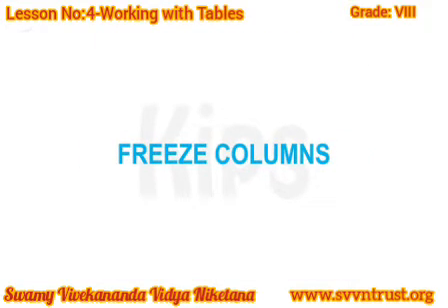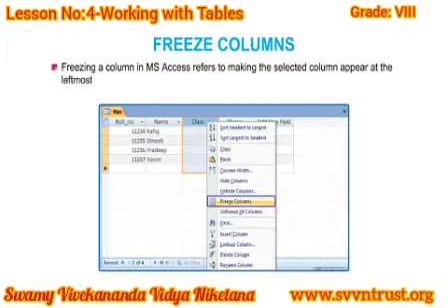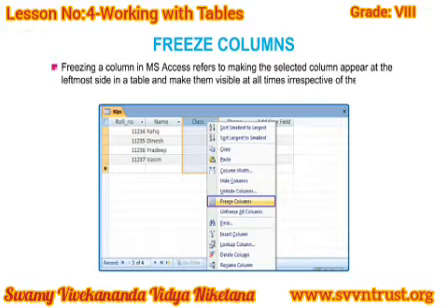Alright students, now we shall discuss about freeze columns. Freezing a column in MS Access refers to making the selected column appear at the leftmost side in a table and make them visible at all times irrespective of the directions you scroll.